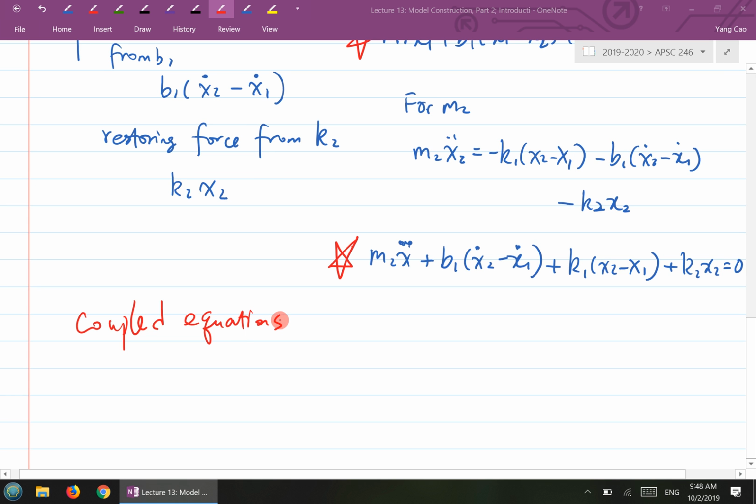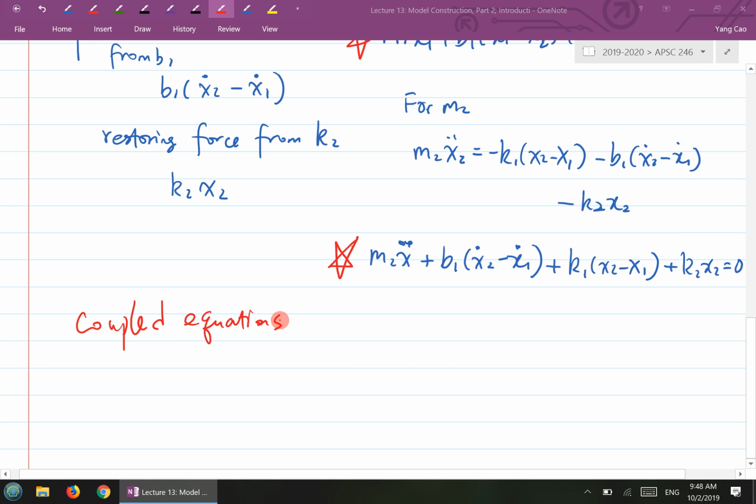Okay. Coupled equations. So what does coupled mean? Essentially, if you have a motion in x1, it will affect the motion in x2 and vice versa. Later, maybe not in this course, you actually can solve this, and you will be able to see the difference or the connections between these two degrees of freedom.